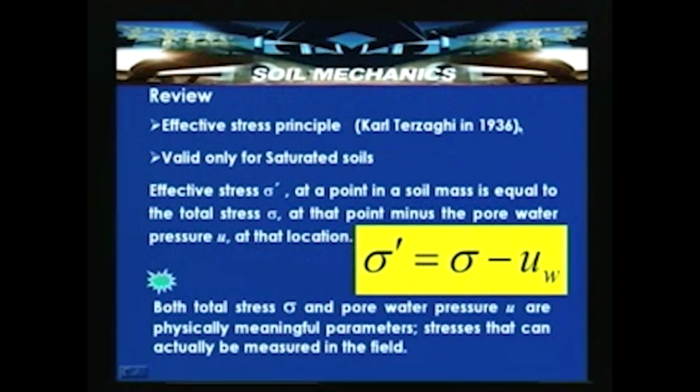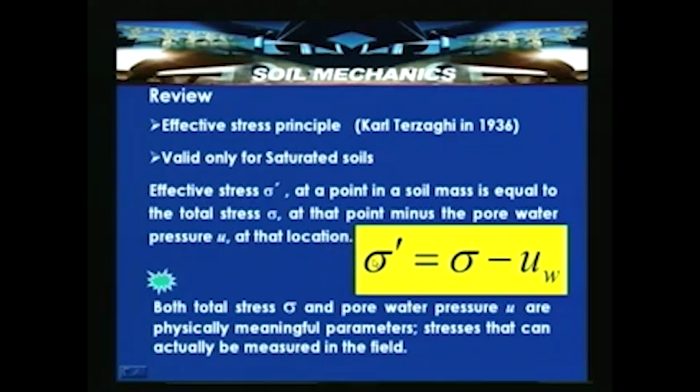As we introduced in the previous class, the effective stress principle, put forward by Karl Terzaghi in 1936, happens to be a very important equation in geotechnical engineering. This is valid only for saturated soils. Here we define the effective stress sigma dash at a point in a soil mass as equal to the total stress sigma at that point minus the pore water pressure u at that location.